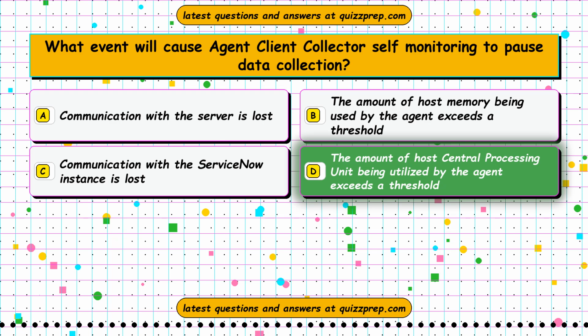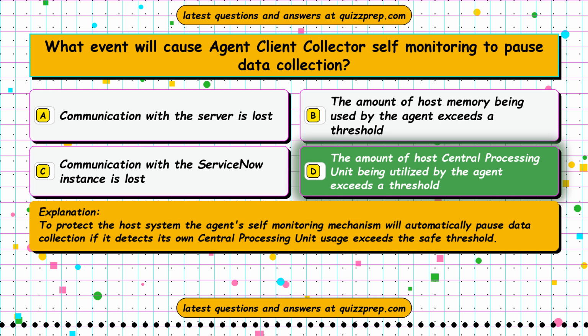The correct answer is option D. The amount of host central processing unit being utilized by the agent exceeds a threshold. To protect the host system, the agent's self-monitoring mechanism will automatically pause data collection if it detects its own central processing unit usage exceeds the safe threshold.